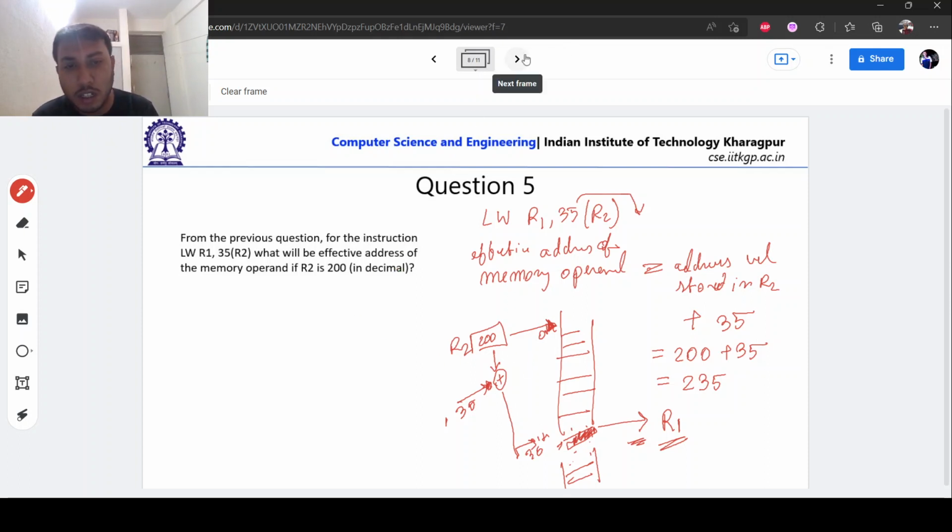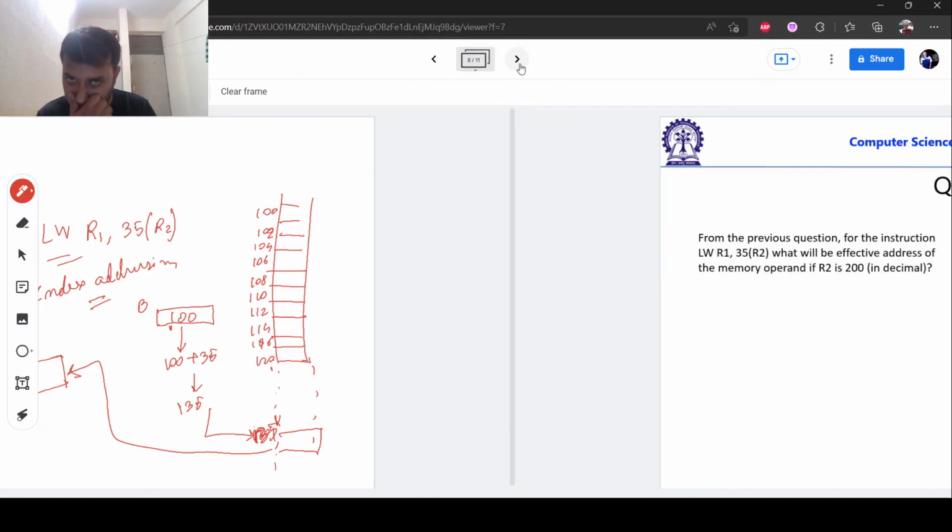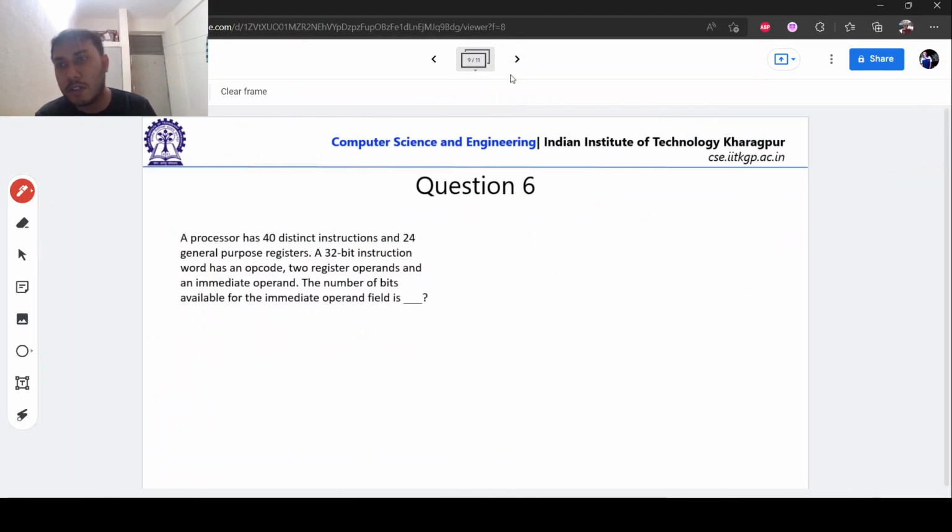Okay, so let's go to the next question. This is a continuation of the previous question. A processor has 40 distinct instructions and 24 general purpose registers. A 32-bit instruction has an opcode, 2 register operands and an immediate operand. The number of bits available for the immediate operand field is... Okay, there is a lot of information given here. We need to grasp each of them one by one.